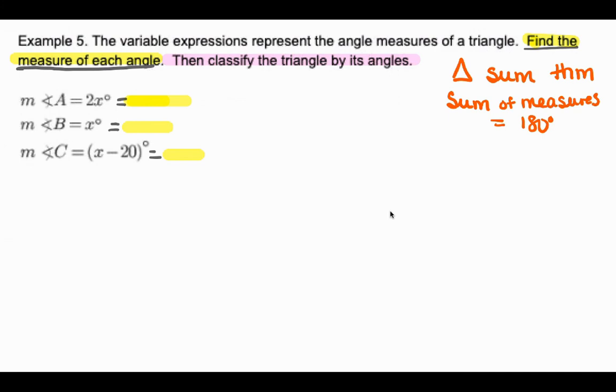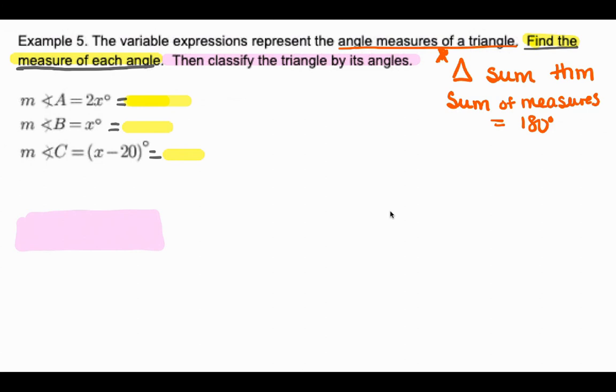Be careful that you read the entire set of directions for a question to make sure that you actually complete the problem. So our variable expressions represent the angle measures of a triangle. So this means that we're going to use the triangle sum theorem. We're going to then find the measure of each angle. So notice I'm not going to stop once I know the value of x. I'm going to have to calculate the measure of each of those angles. And then once I have the angle measures, I can classify this triangle as being equiangular, acute, right, or obtuse.